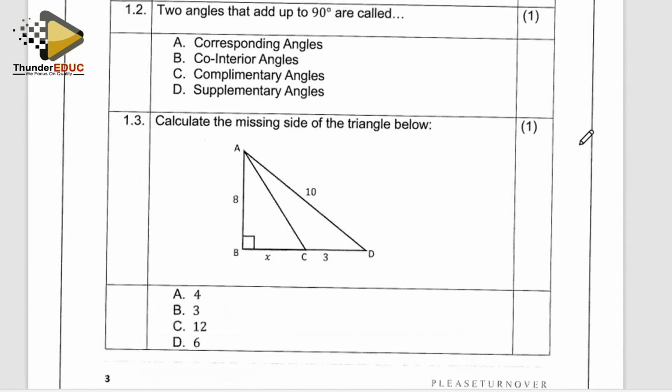Then 1.2, they're telling us that two angles that add up to 90 degrees are called complementary angles. Complementary is option C. Supplementary angles add up to 180. Co-interior angles also add up to 180, and corresponding angles are equal to each other.